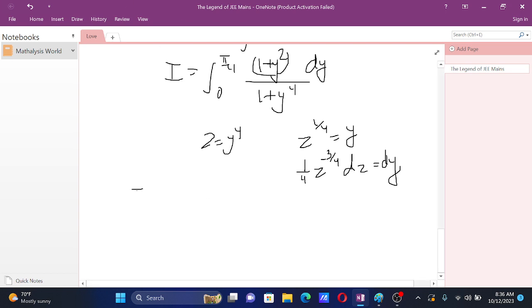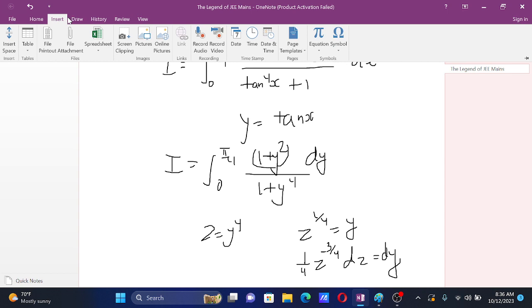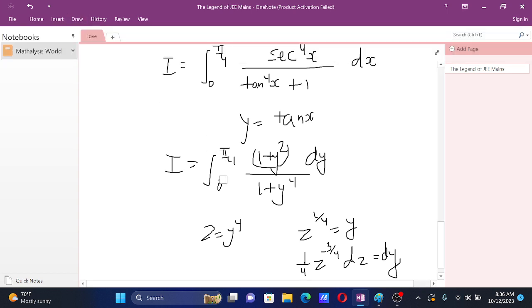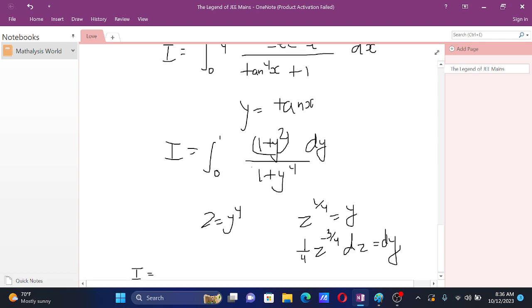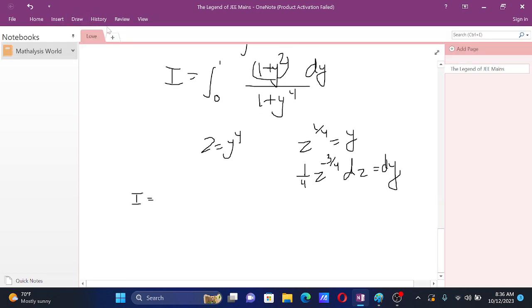So we have I equals to, but before that, since we have let y equals tan x, we have to change the limits of integration as well, which I haven't. At x equals 0, y equals tan x will be 0, and at x equals pi by 4, it's 1. Now the integral is from 0 to 1.